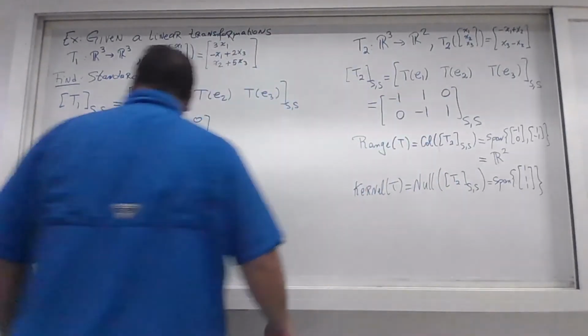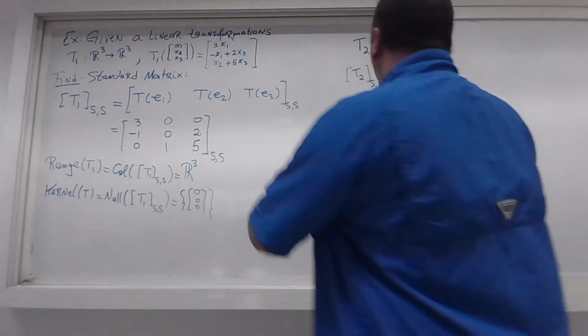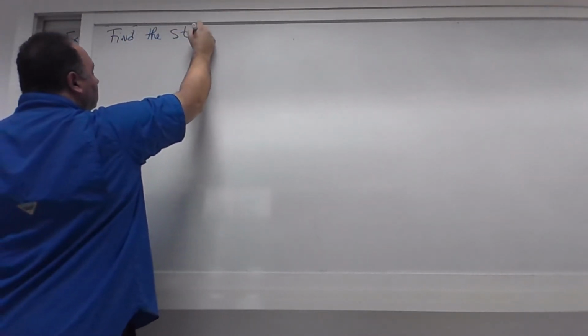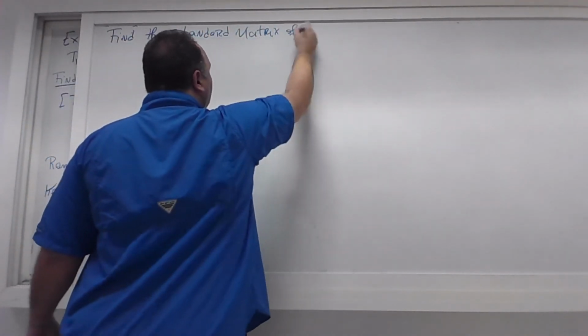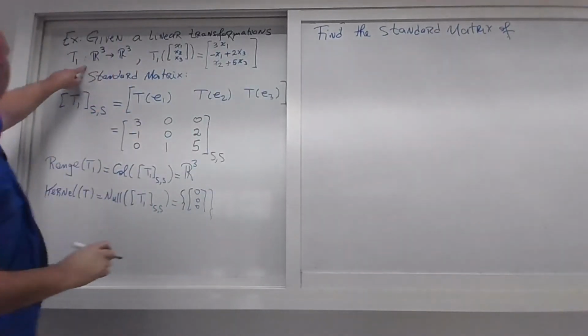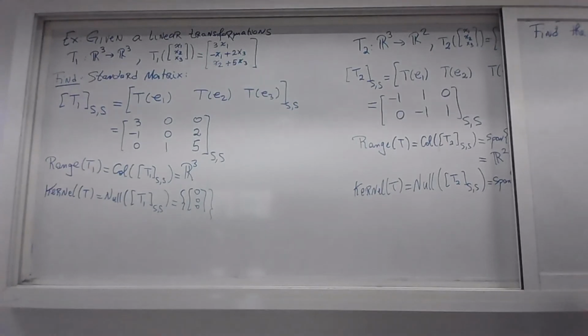Okay, so that's cute. Now we could compute the composition. So let's compute. So find the standard matrix of the composition. Now we need to be careful, we cannot just compose anything with anything. This guy goes from R3 to R3, and the other guy goes from R3 to R2. So we can go T1 and T2. Okay?